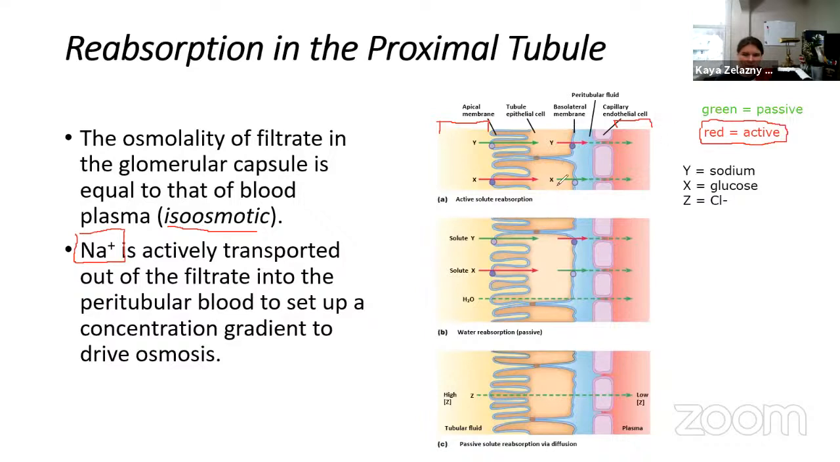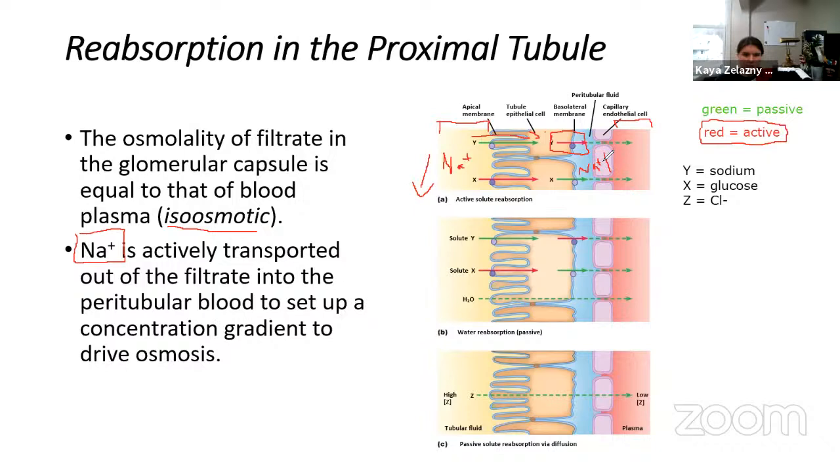I think this is detailed out later, but what we're seeing here is that we have active reabsorption of sodium. So this would be a sodium potassium pump, really. So we'd be lowering sodium concentration in the cell so that we can, by passive transport, draw sodium into the cell, lowering sodium concentration in the filtrate and raising it in the paratubular fluid.